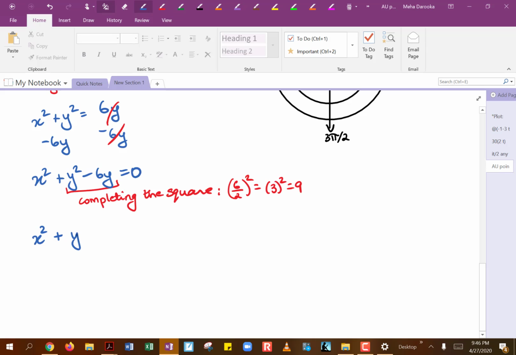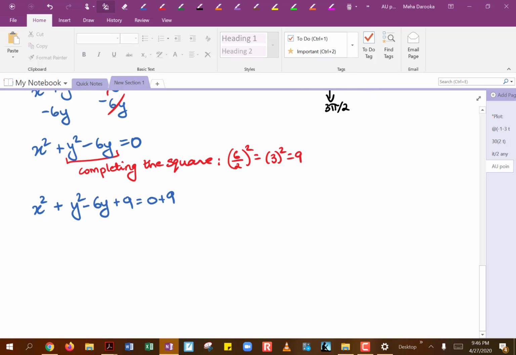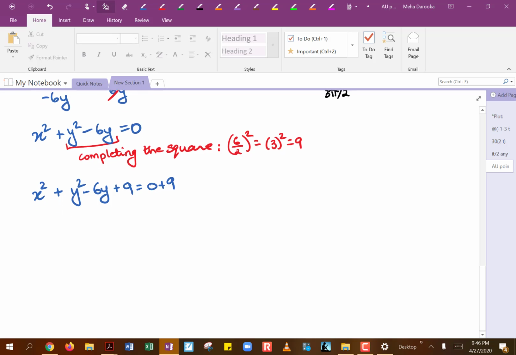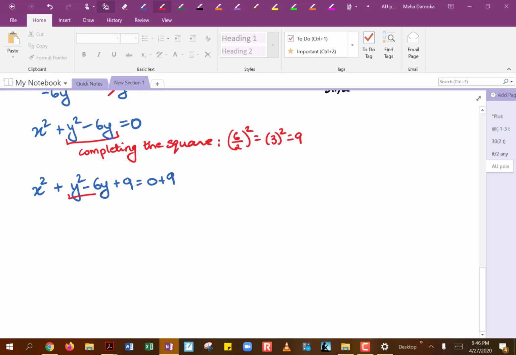So we are going to have y squared minus 6y, and then this 9, we are going to go ahead and add it to both sides of our equation, because of course we want to maintain the balance of our equation. And now this becomes a perfect square trinomial that you can factor, and this will factor into y minus, and you can see we use 3 squared to get to this 9 over here.